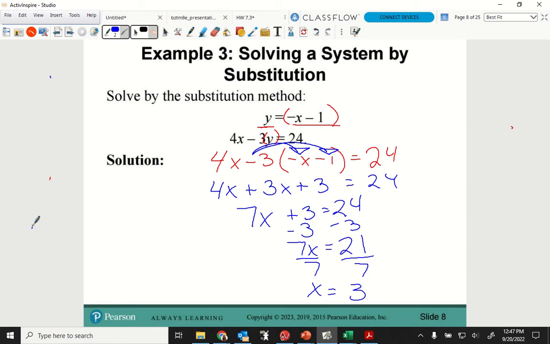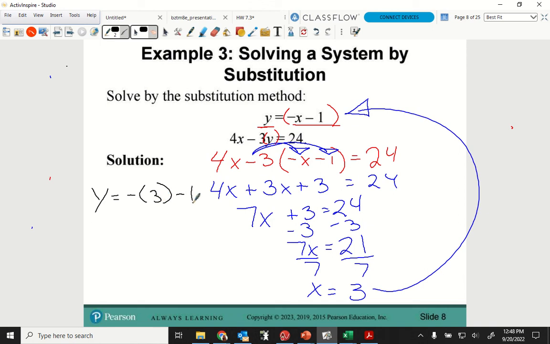Okay. So this 3 is going to go back in right there. It's going to go right there, right? So I'm going to replace it into this first one. So right here it's going to look like y equals negative. And I always plug in using parentheses because you don't want to mess up your signs. Okay? So parentheses, I'm going to have 3 minus 1.